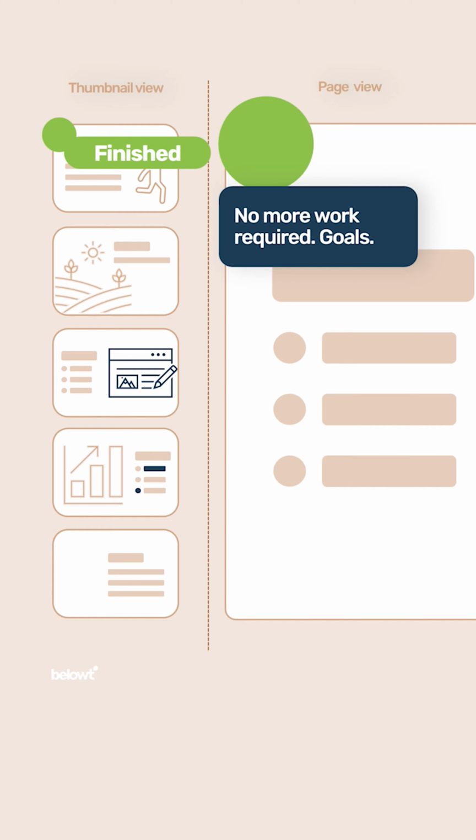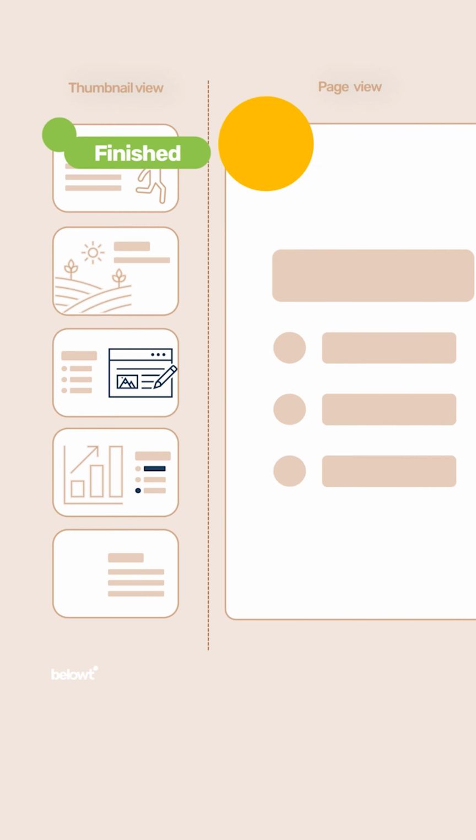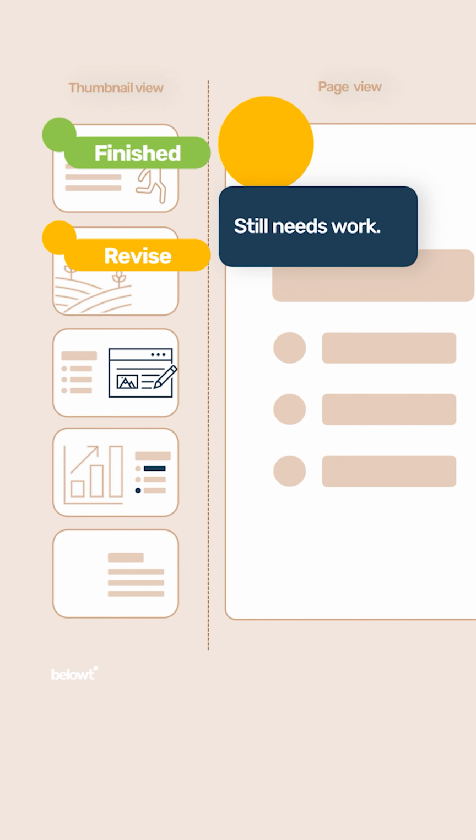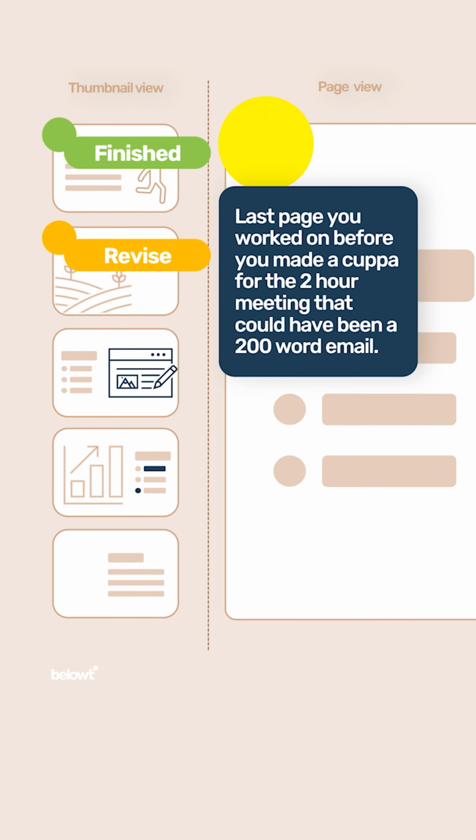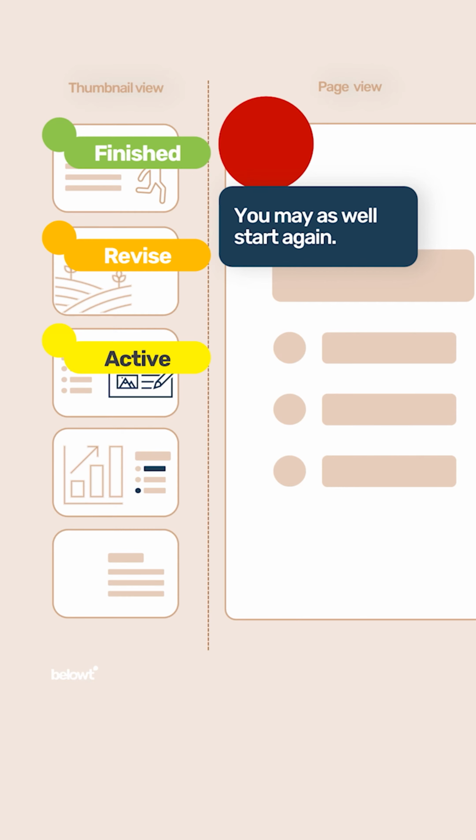Green means no more work required, it's the goal. Orange is still needs work, so it's revisions, might be data, might be design, might be text. Yellow is usually the last page I was working on before I've gone to a meeting, so I know where I am, helps get me back into the mode of the document. Red is, well, give up and try again.